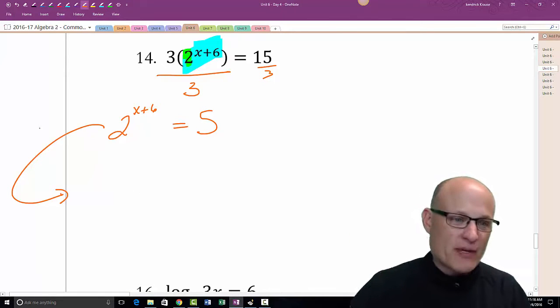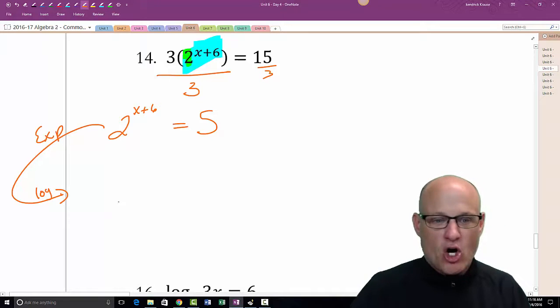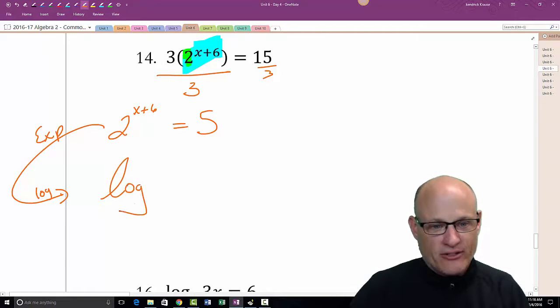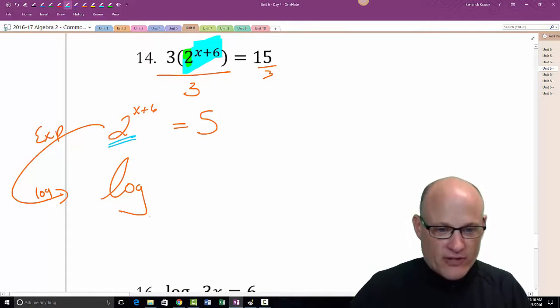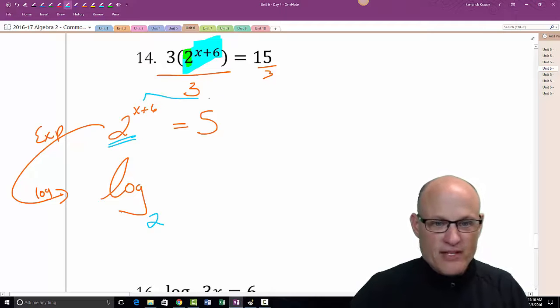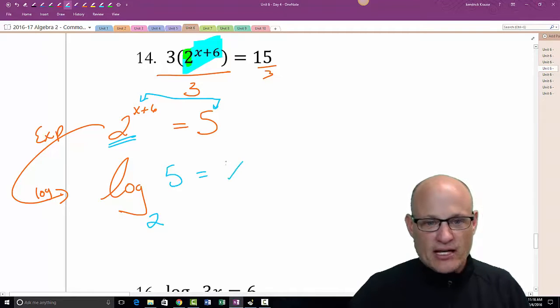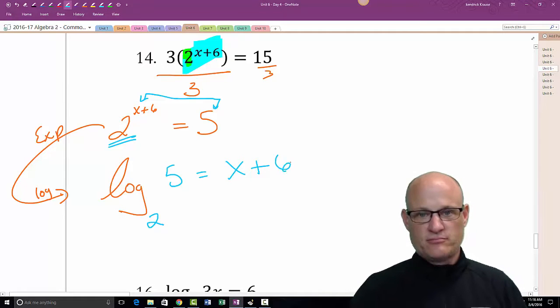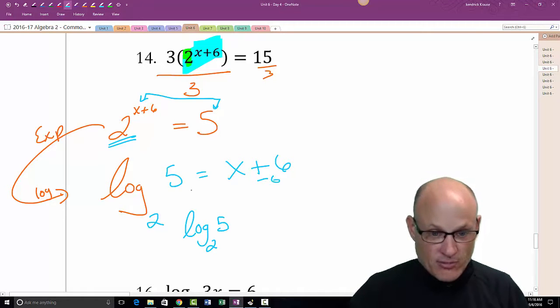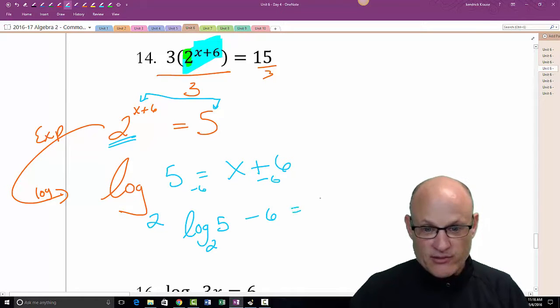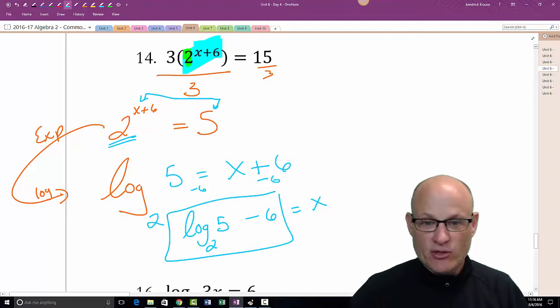Okay, we have an exponential. On its route to solving, we need to change it into a log. So we're going to write the word log down here. It's all about that base, so we're going to copy over that base first, down here at the bottom of the log. And these two things just switch sides. Log base 2 of 5 equals x plus 6. Well, to solve for x, I get log base 2 of 5 minus 6 equals x. And we'll type that into our calculator.